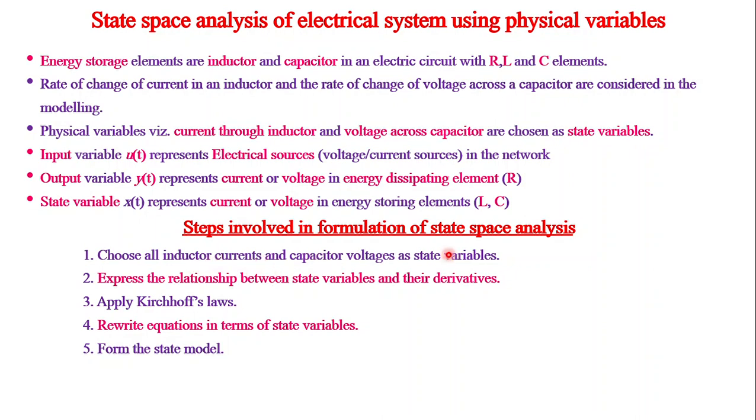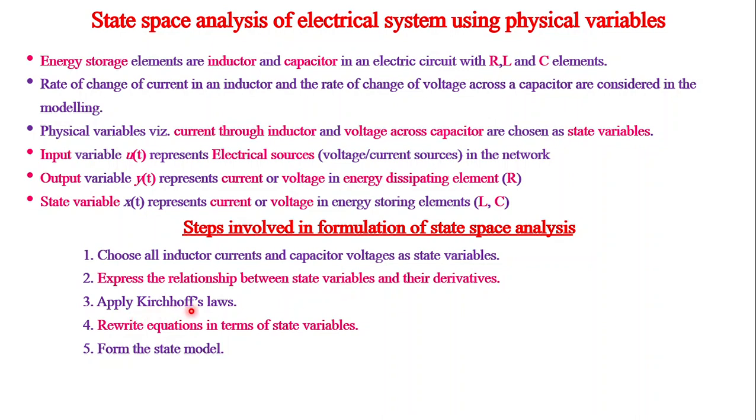So inductor, capacitor, all that. Then you take the inductor current and capacitor voltages as the state variables. Then express the relation between the state variables and their derivatives. That is what I said in the previous slide also. x dot, that is x1 dot, x2 dot, xn dot, try to relate in terms of state variables, that is, derivatives in terms of state variables and input.